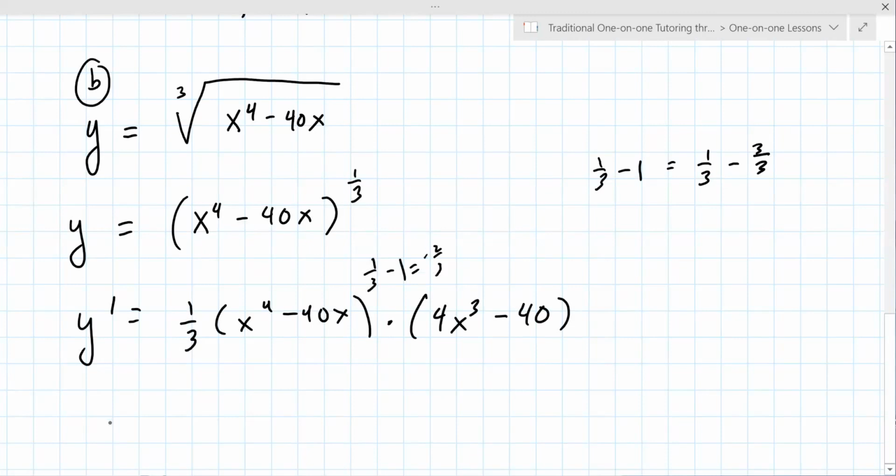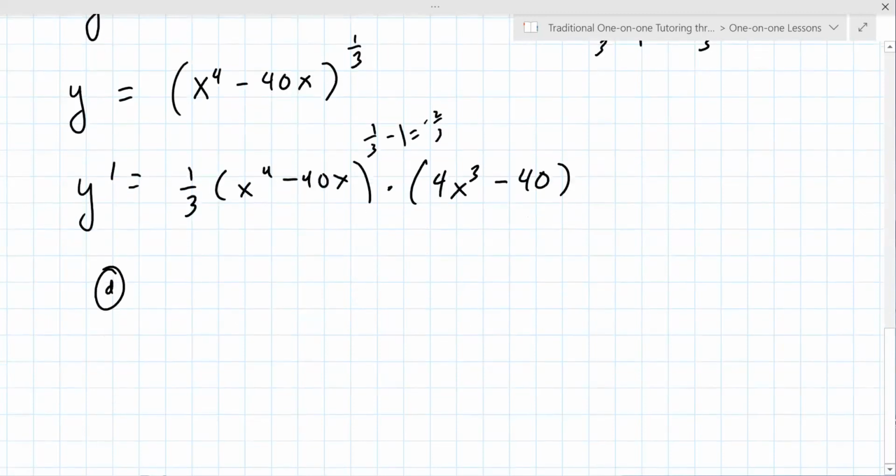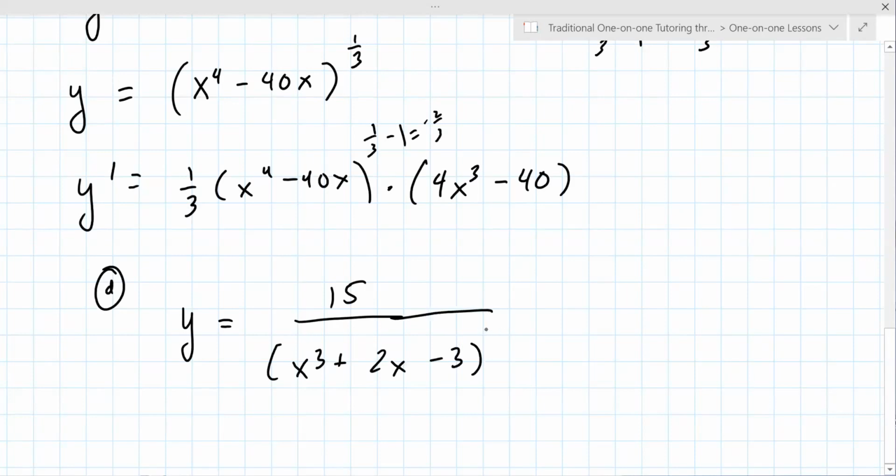Okay, so another one like D is, get some more space here. Y equals 15 over x cubed plus 2x minus 3 all to the power of 2.